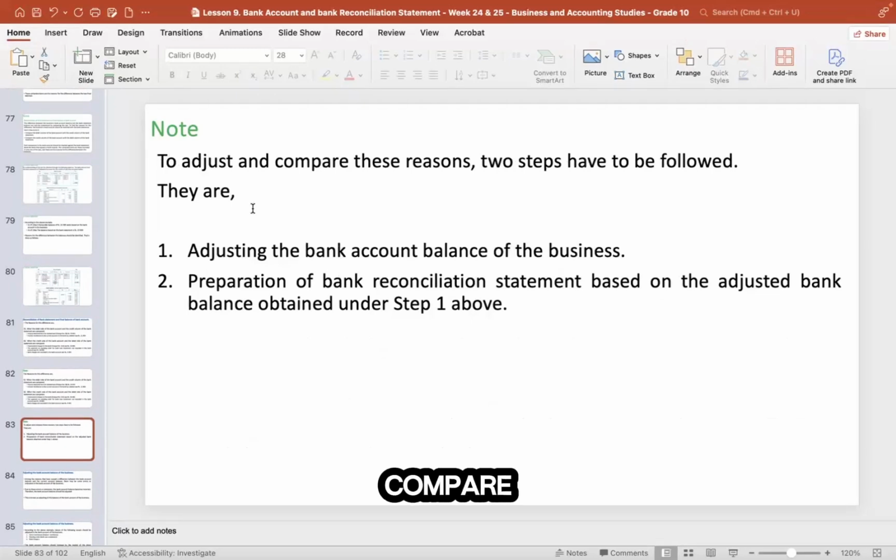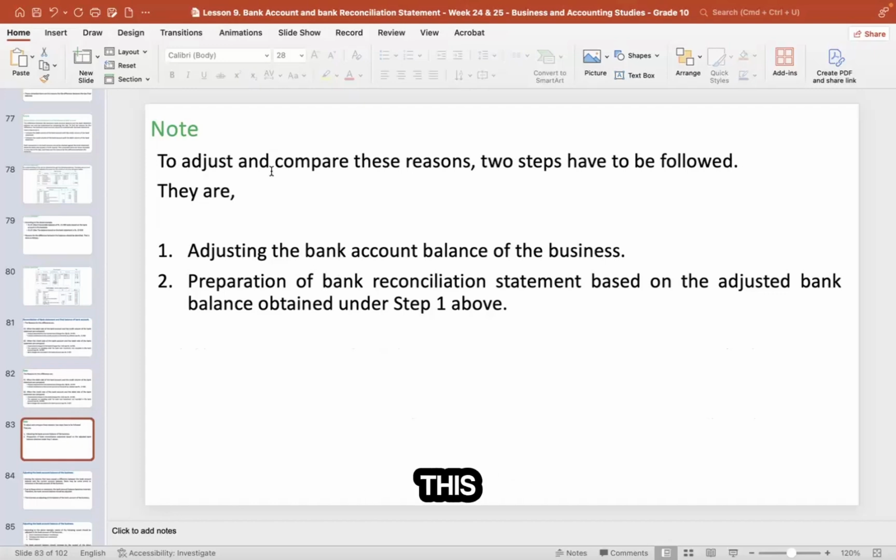So to adjust and compare the reasons, two steps have to be followed. Now what we are doing, we have identified there are two different month-end balances, and we figured out the reasons. And we will be doing two things: adjusting the bank account balance of the business and preparing the bank reconciliation statement.